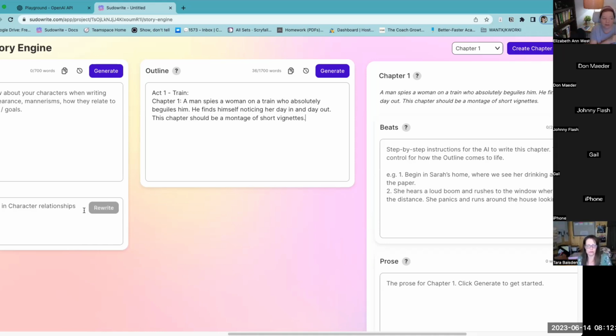AI is actually more powerful if you start to give it commands. I call the beats commands, or information and commands that use these literary terms, because now you're giving it bigger context of what you're going after.